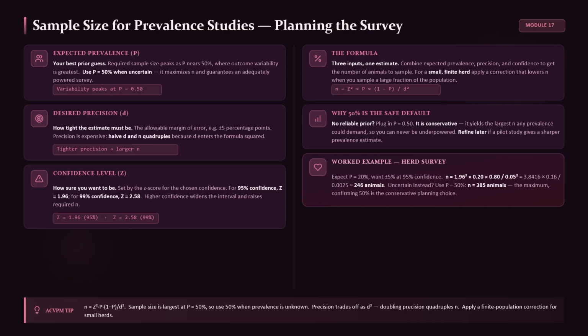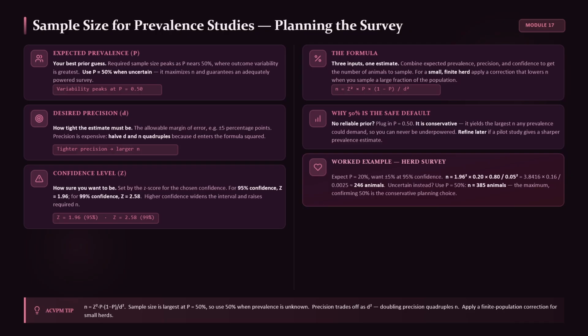moving parts. Three things, and only three, drive the sample size for a prevalence survey. First, your expected prevalence, your best prior guess at how common the disease is. Second, your desired precision, how tight you need the estimate, the margin of error you're willing to live with, like plus or minus 5 percentage points. And third, your confidence level, usually 95%, which sets the z-score at 1.96.